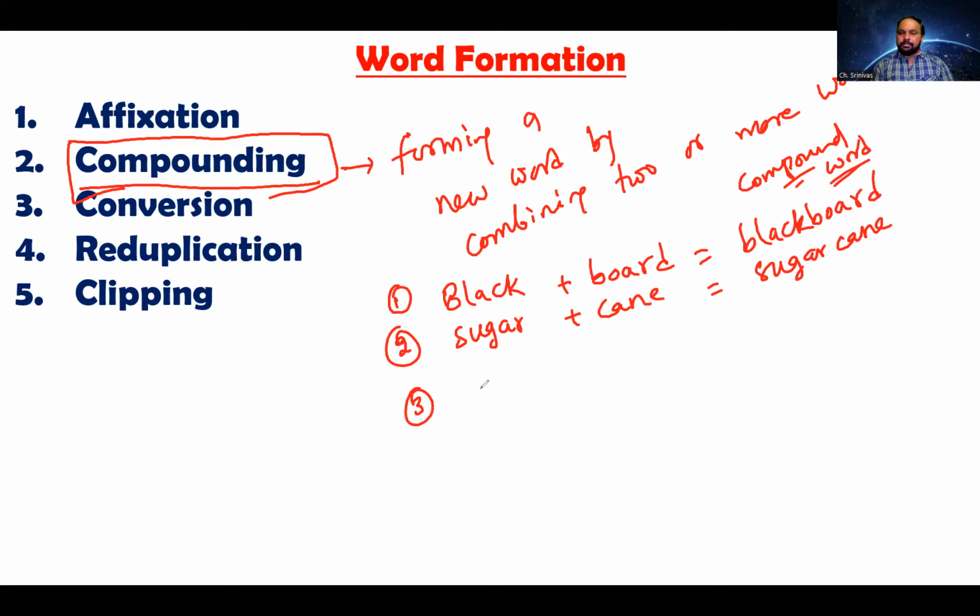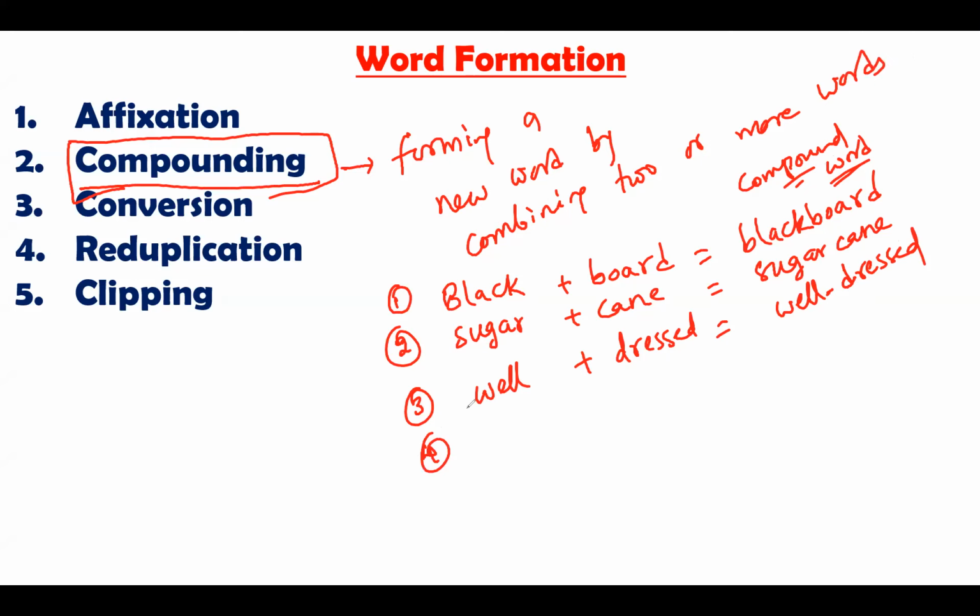Look at one more example: well dressed, which is one word with a hyphen. So these compound words may be hyphenated or unhyphenated. Well dressed is a compound adjective. Let us look at the next one. Brand is one word and new is another word, and we form a new word, brand new, which is a compound word.